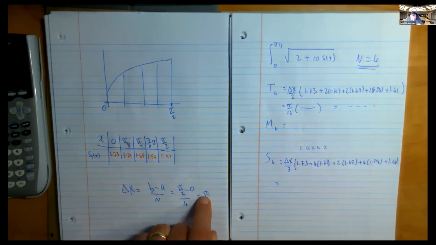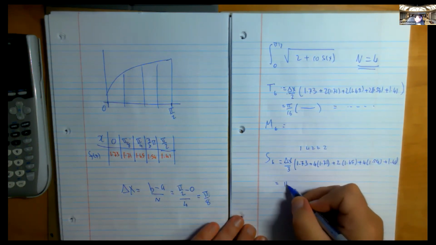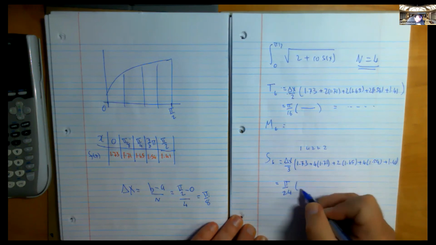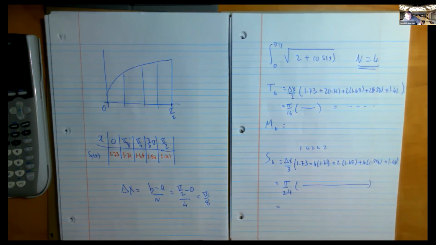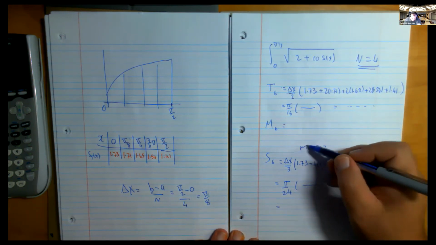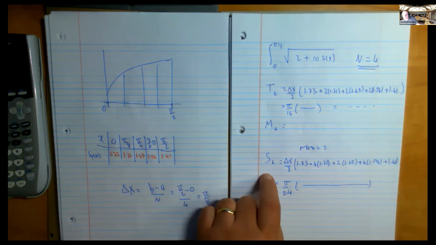And delta x is this. If you divide this by 3, you get pi over 24. Pi over 24 times whatever that adds up to, and you got your answer. So that's how we would do a trapezium and a Simpson's 6.